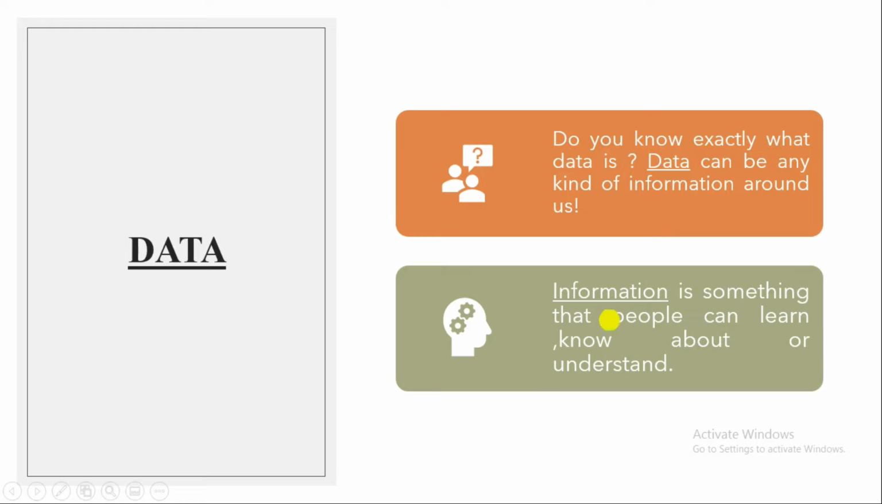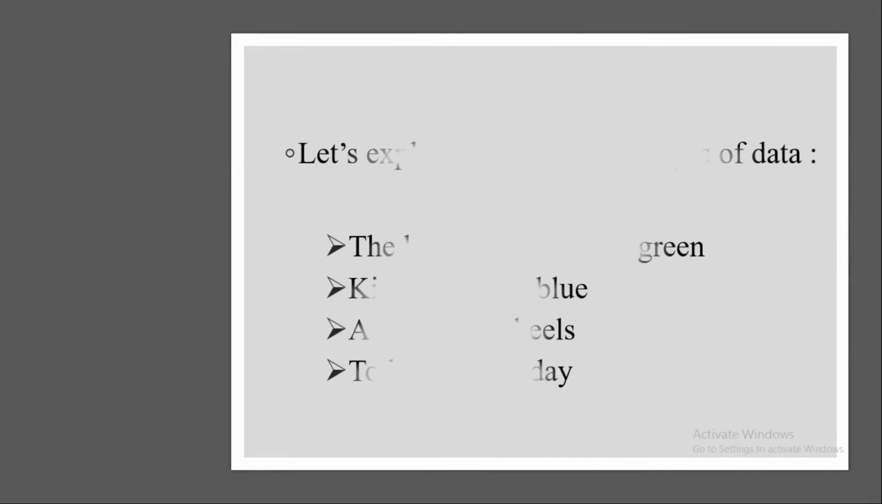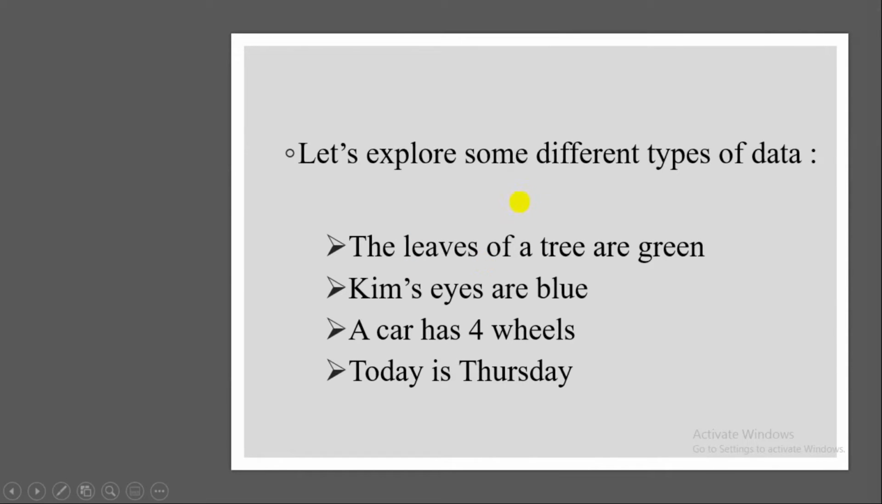Now we are going to study what information is. Information is something that people can learn, know about or understand. So here we have two terms, data and information. We will discuss more about it. Let's explore some different types of data. We are giving some examples of data.